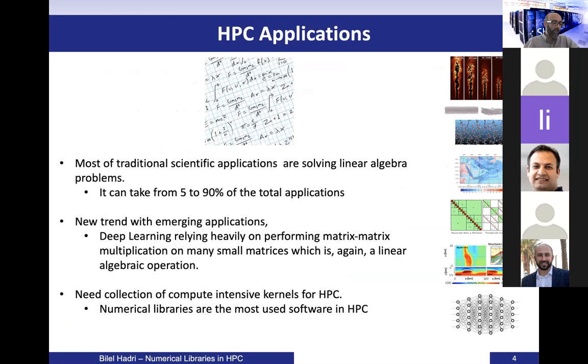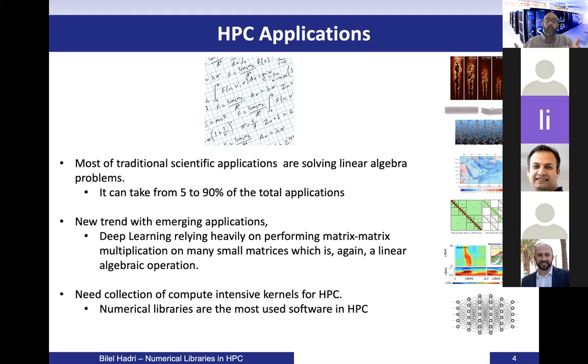When you look at HPC applications, most of them are solving linear algebra problems, and sometimes this can take from 5 to 90% of the total time of the application. And don't say this is only the old traditional; today it's also the new, emerging applications. If we check deep learning, it is heavily dependent on matrix multiplication, and even if it is small, it is also a linear algebra operation. So there is a need for compute-intensive kernels for HPC.